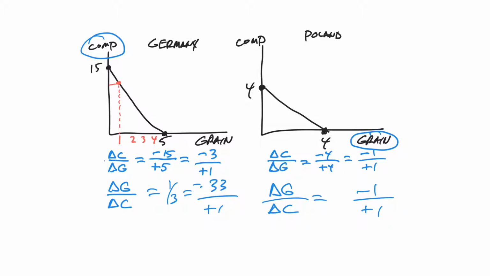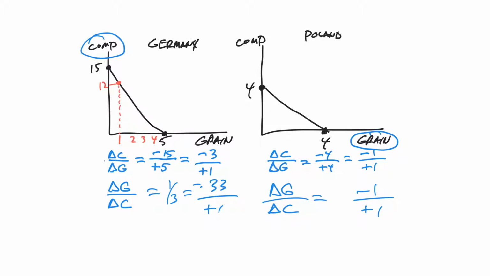1 unit of grain. What do they have to give up to get 1 unit of grain in Germany? 3 computers. So this point is 15 minus 3, which is 12. So this is 1 point on the graph.